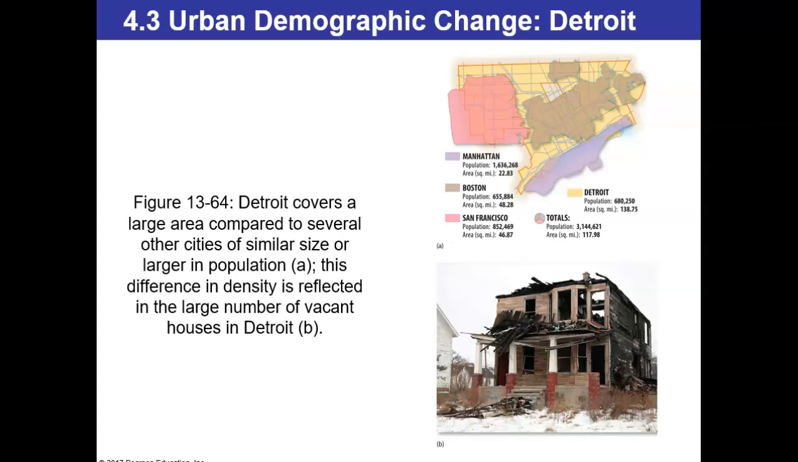In figure A, we see that this difference is in density and it's reflected in the large number of vacant houses in Detroit. And this is a picture of a vacant house in Detroit. Vacant houses or empty lots cover about 43% of Detroit's land area. Detroit has shrunk from 2 million people in 1950 to less than 700,000 now.